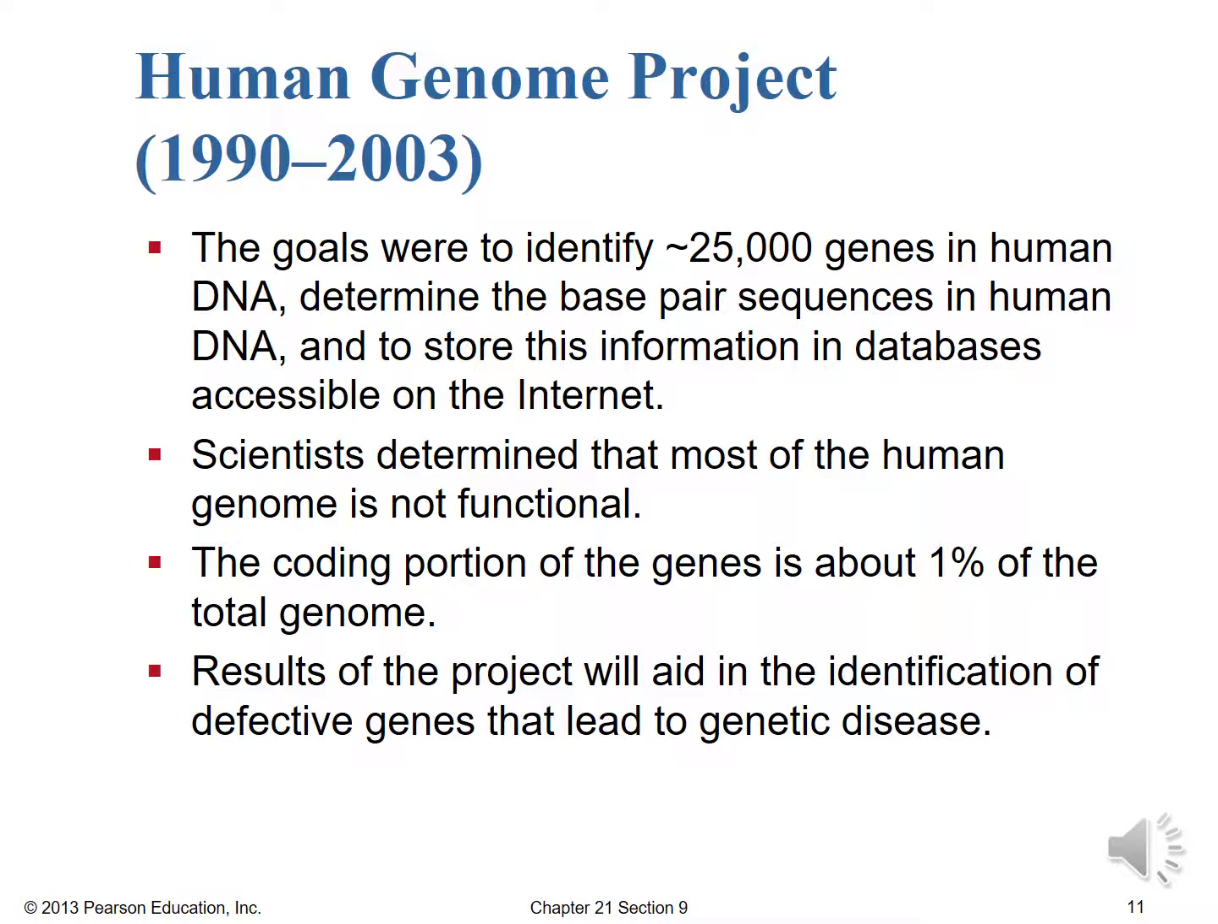Finally, the results of the project will aid in the identification of defective genes that lead to genetic disease. We already have a number of genes that we associate with certain types of cancers. If you think back to Angelina Jolie, she made the very bold choice to have her breasts removed as a result of having a test that showed she had one of the genes associated with breast cancer. She decided not to wait around and see if it would indeed lead to breast cancer. She used that information to be proactive and act on it, knowing that she had the gene that is associated with that sometimes deadly and always very difficult disease.